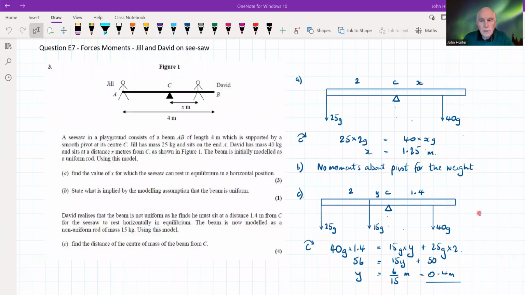Righto, here is a worked example in the forces section. It's a moments problem. We've got Jill and David on a seesaw. Okay, so let's have a look at the problem.